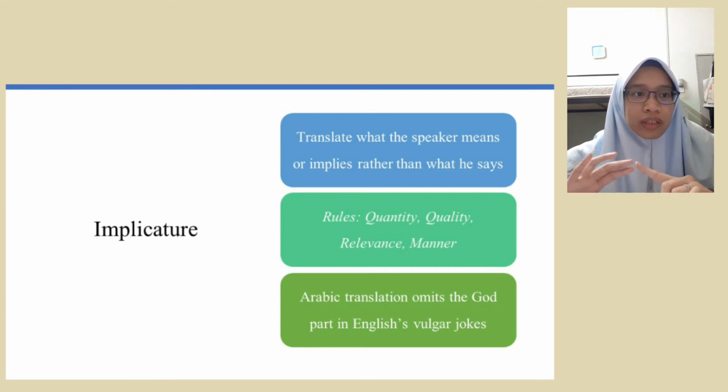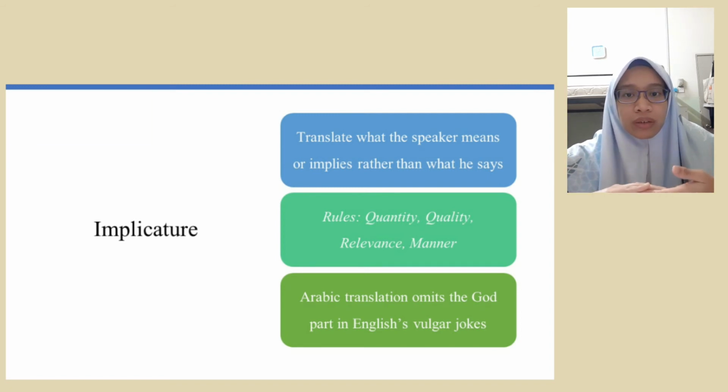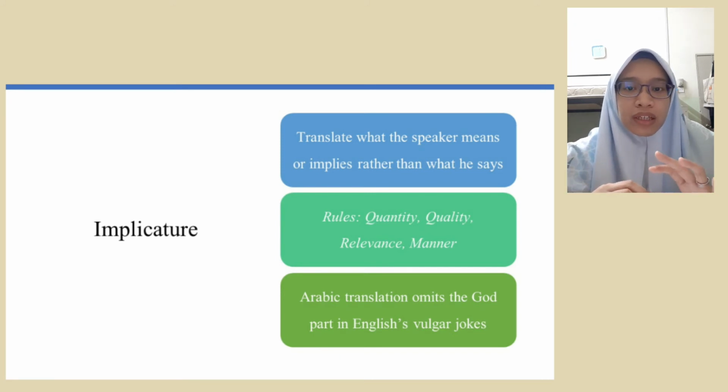So for example, I give here an Arabic translation. There is a vulgar joke in English about God not existing. When it is translated into Arabic, the part about God not existing is omitted, because we know that it is taboo for Arab people to say those kinds of jokes about God. So we have to really know about that culture to translate it appropriately.